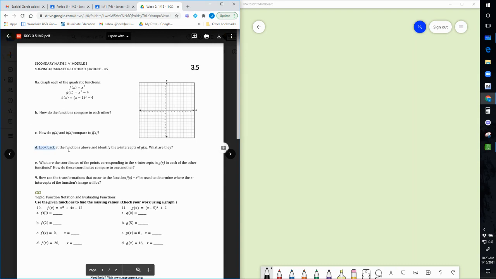Okay, look back at the functions above, all three functions above, and identify the x-intercepts of g of x. So g of x, what are the x-intercepts? And then it says, what are the coordinates of the points corresponding to the x-intercepts in g of x in each of the other functions? Okay, so if you look at g of x and you find the x-intercepts, what would those points be on the other two graphs? Okay, try and look and see what those would be.